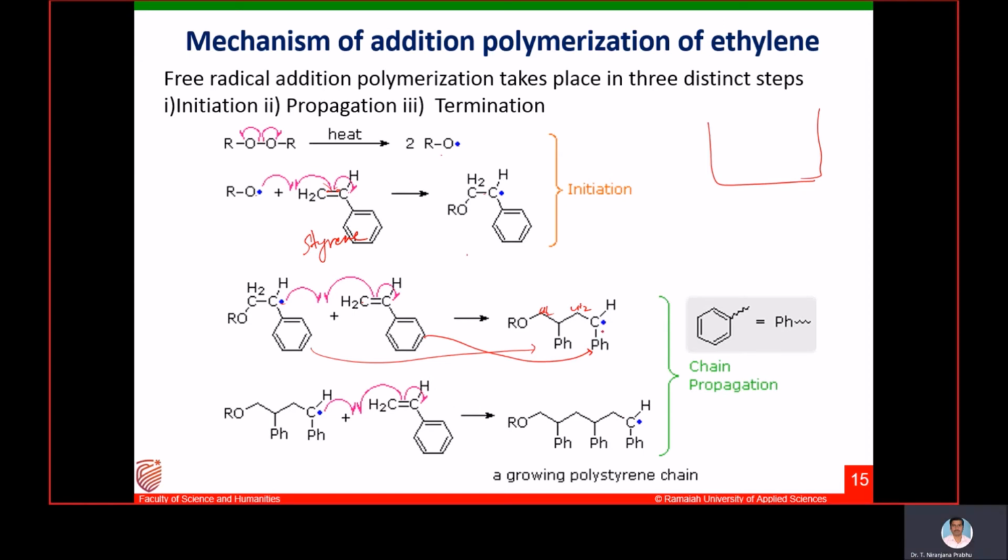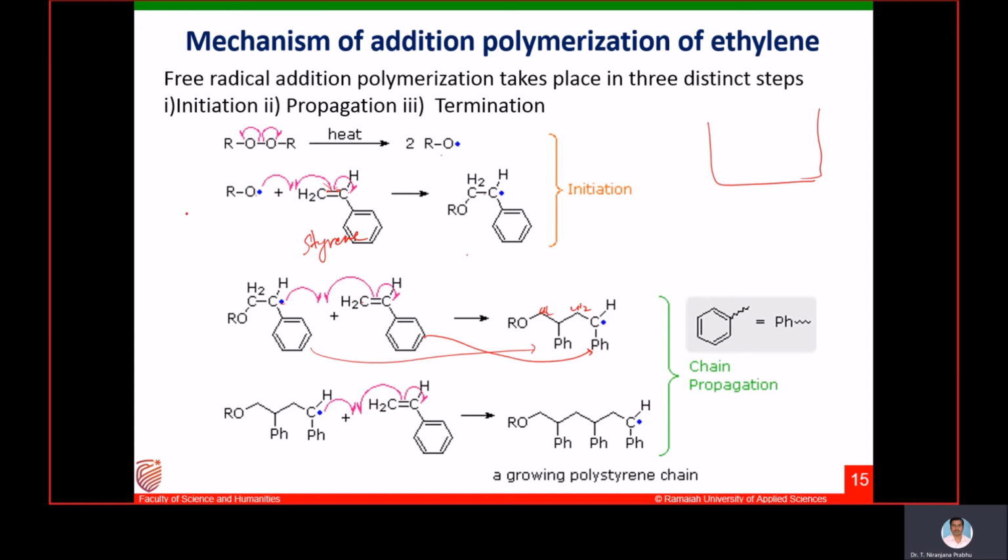At some point, that growth needs to be stopped. Either you want to restrict the molecular weight, then you can stop, or sometimes impurities from solvents that are present in the reactor will attack this free radical and stabilize this. Further reaction is not possible. So what kind of termination is that? We call it chain termination.